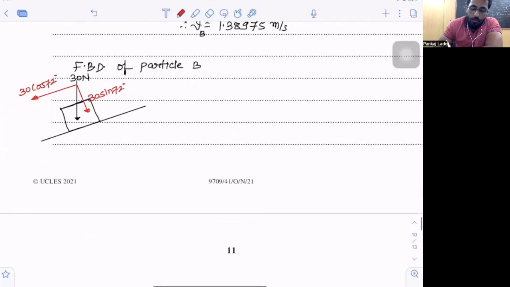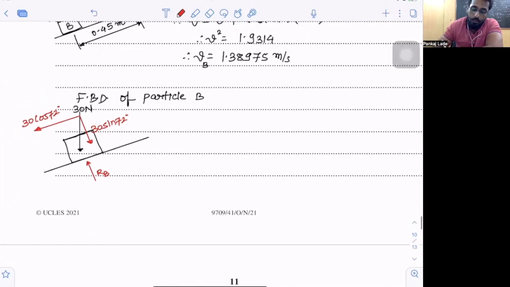And then, of course, you'll have a normal reaction. This is a normal reaction. I can call it RB. No tension, but there will be an inertia vector. The block is still going up. Motion is up the plane. So the inertia vector will go downwards, and that's mass of B into acceleration of B.